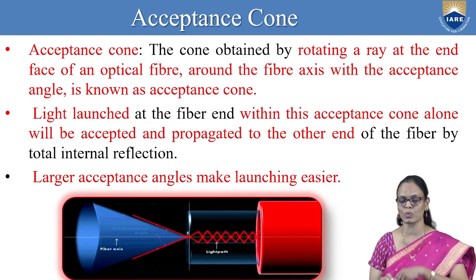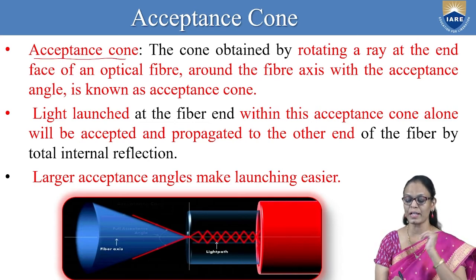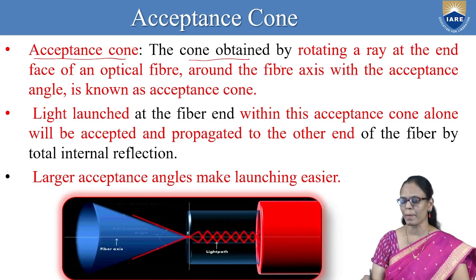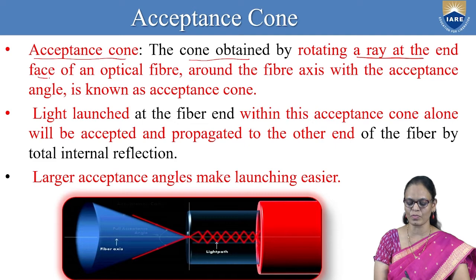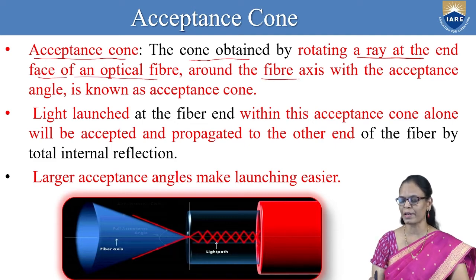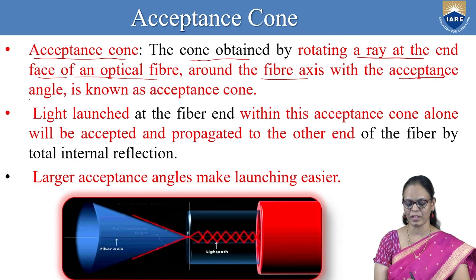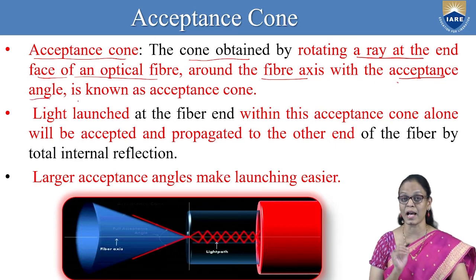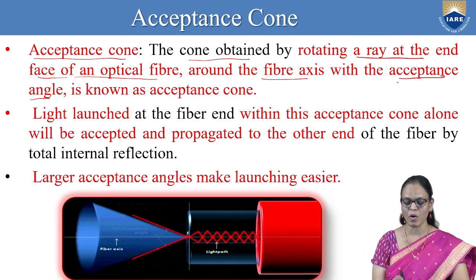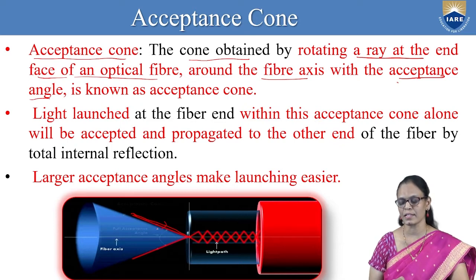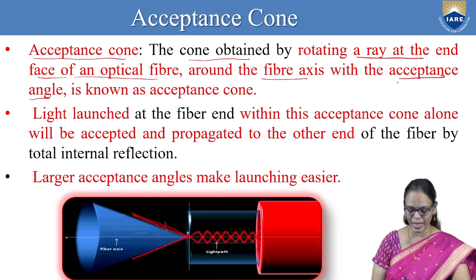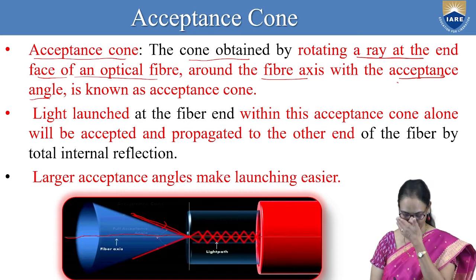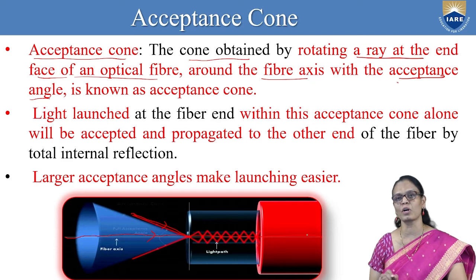Now coming to the acceptance cone. The acceptance cone is the cone that is obtained by rotating a ray at the end face of the optical fiber around the fiber axis with an acceptance angle. We have already defined the acceptance angle, meaning the angle at which it has to be made incident so that the entire light can propagate through the fiber. Now how do we get this acceptance cone? If we take a light ray, say this is the ray that is incident, and rotate it about the axis, this is the axis of the optical fiber.